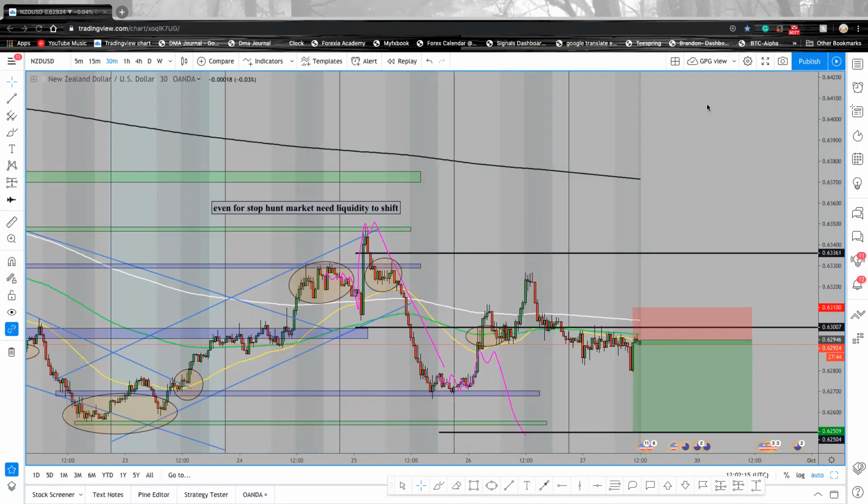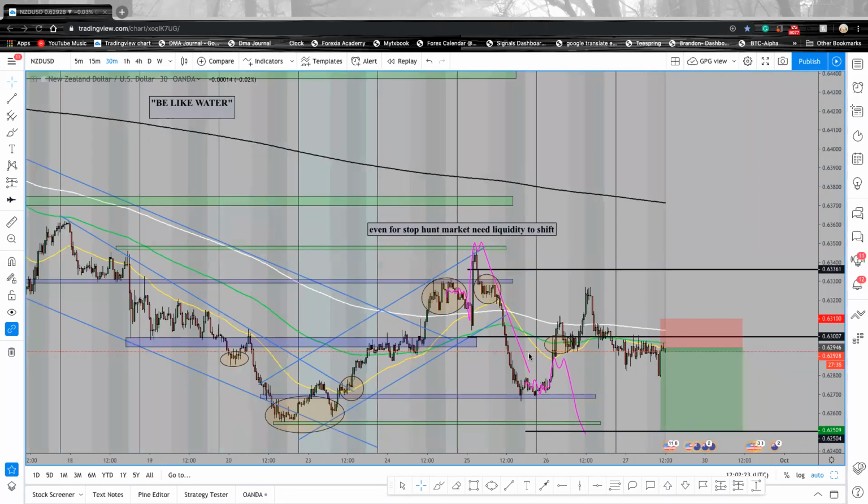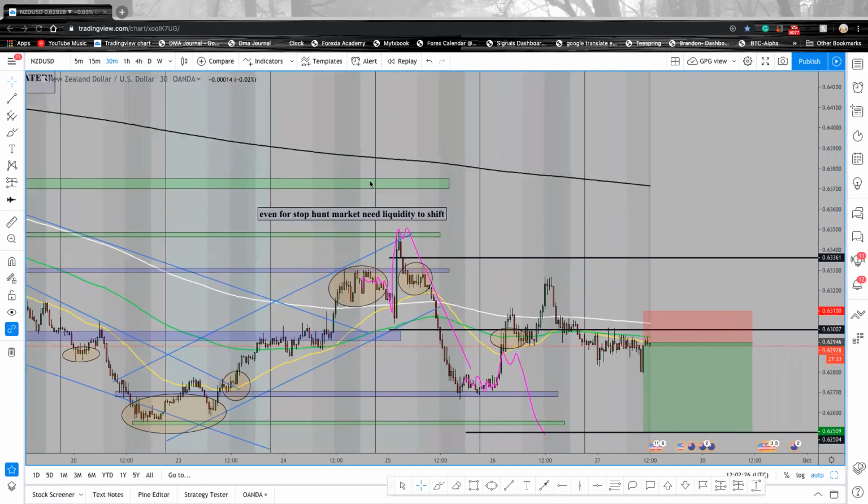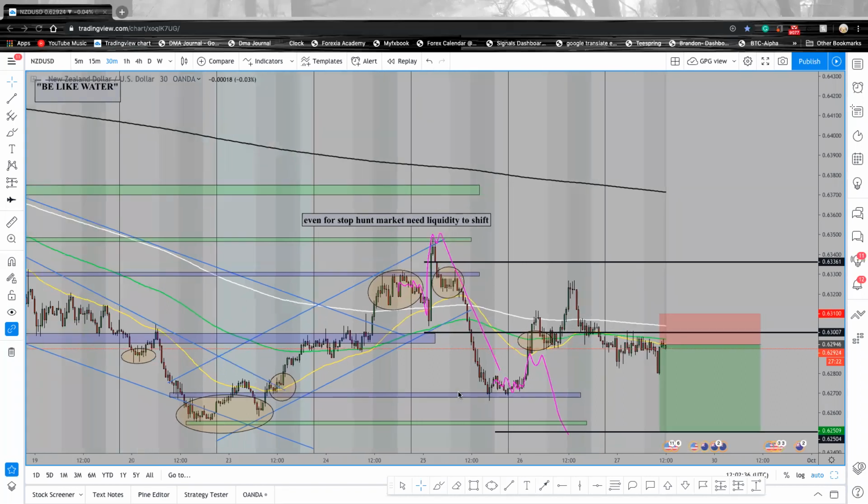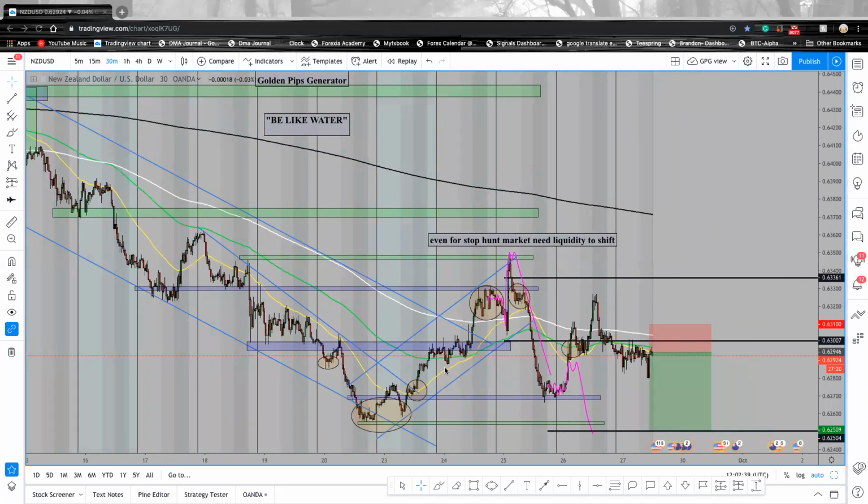Before the pair makes the move, because it's really close, I'm looking at NZDUSD right now. I'm looking to sell. I spoke about this pair and explained it in the Be Like Water webinar, why I'm looking to sell this pair. I believe the momentum is down, as we spoke about.